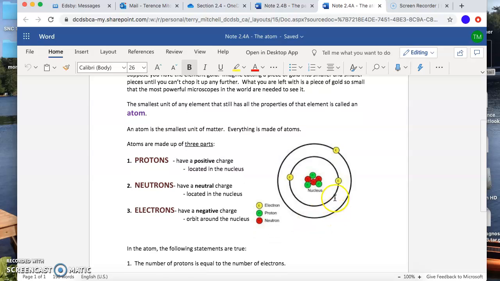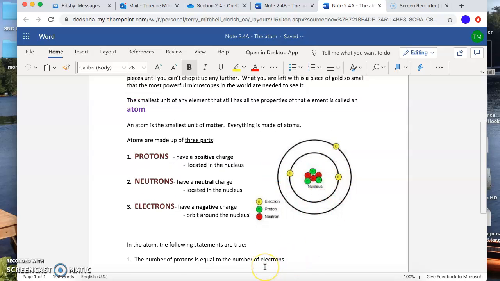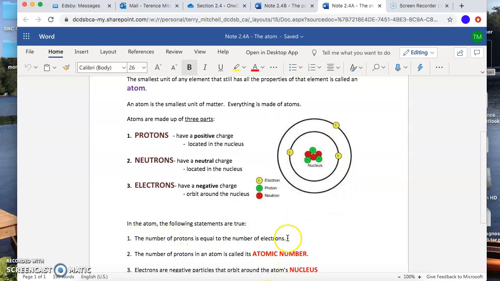Now, in an atom, the following is true. First of all, the number of protons is equal to the number of electrons. What that means is, in this case right here, we have 1, 2, 3 positives. So these little green things, 1, 2, 3. 3 positives. We also have 3 electrons. So the number of protons and electrons are always equal to each other. And that's actually what makes the atom neutral overall.